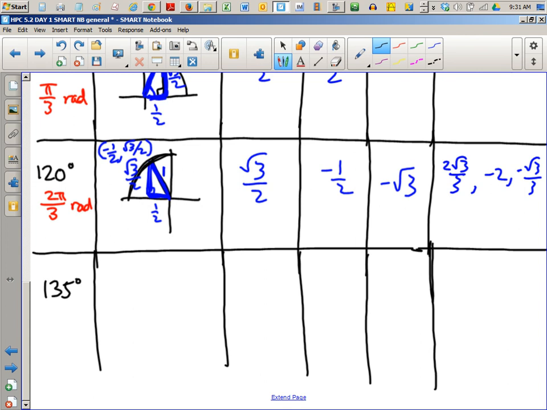So what fraction of pi is that? Now it's getting a little bit harder to figure out. Just multiply by pi over 180 real quick. This reduces to 3/4 pi, okay? All right. So this is 3/4 pi radians. The drawing looks like this.